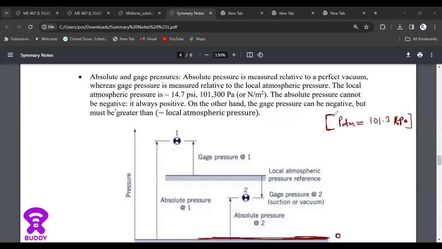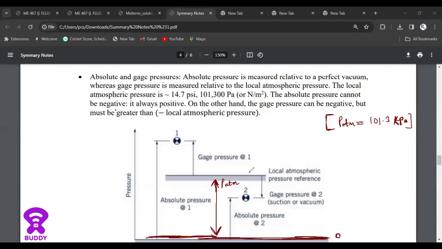Now, my dear friend, from the absolute zero level, there is a certain amount of standard atmospheric pressure. There is a certain amount of atmospheric pressure from the zero value. Getting my point?